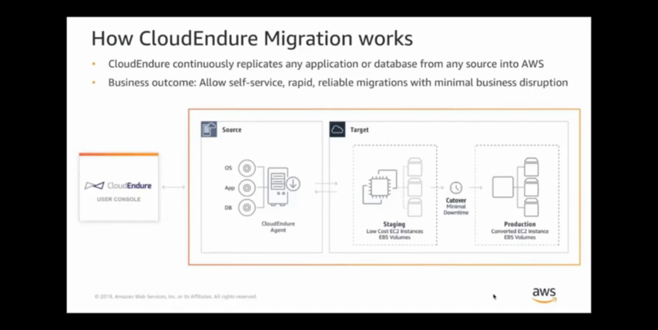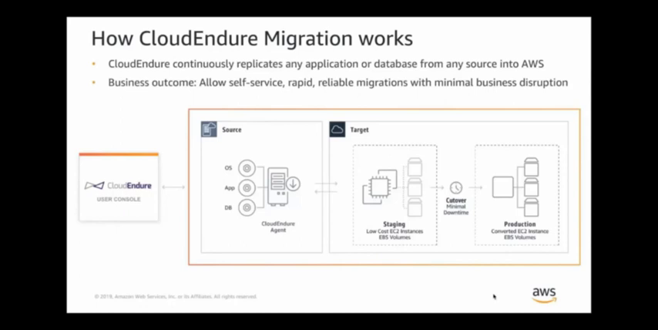Thank you, Roshni. Appreciate it. So I want to review how CloudEndure works. As Roshni had mentioned, CloudEndure continuously replicates any application or database from any source into AWS. This really allows rapid self-service migrations with no disruption to your business. CloudEndure has three main components. The first is a multi-tenant SaaS user console that can integrate with your identity provider.